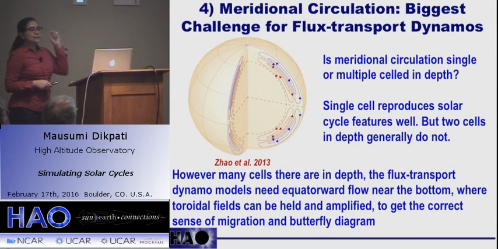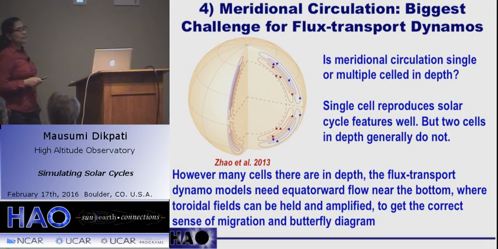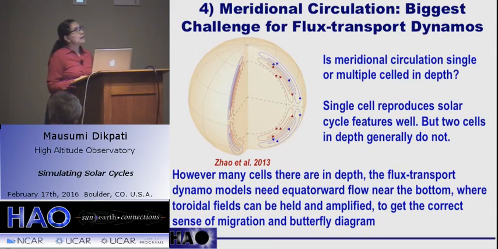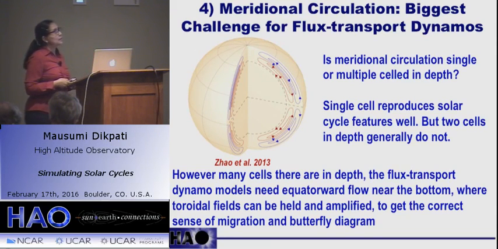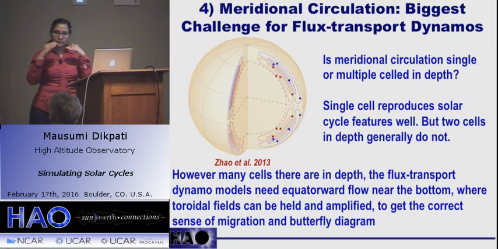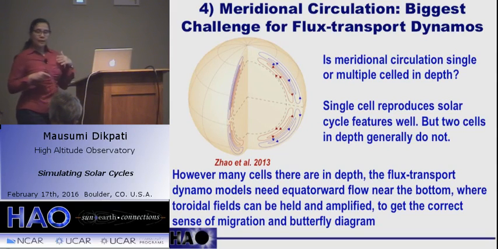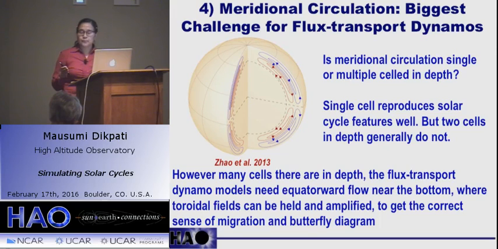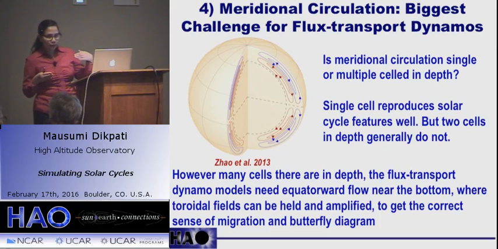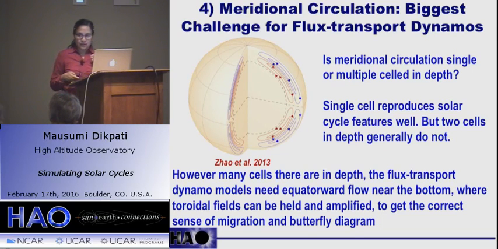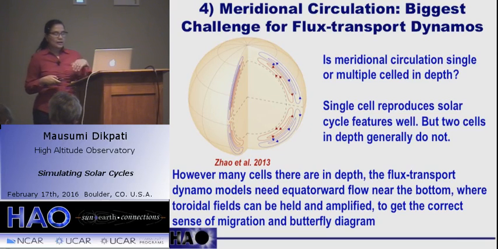The biggest challenge is the meridional circulation. Is meridional circulation single or multiple celled? A single cell produces the solar cycle features well, but if it is two cells in depth, then it does not. And recent observations indicate that there are two cells in depth. However many cells there are, the flux transport dynamo models need an equatorward return flow at the base of the convection zone to have the toroidal fields held there, amplified and transported in the correct direction.